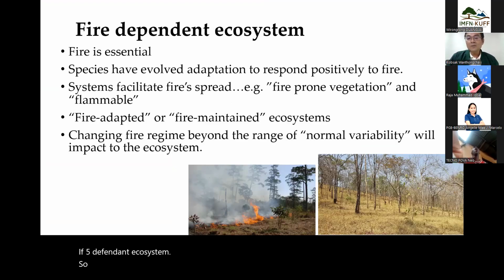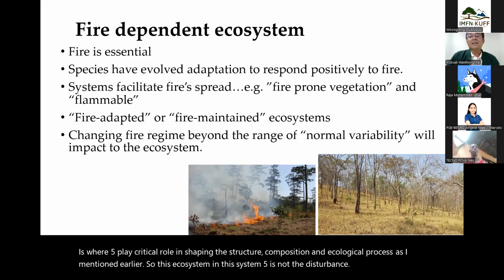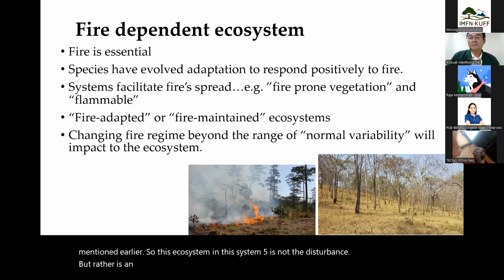So let's take a closer look at the fire-dependent ecosystem. This is an ecosystem where fire plays a critical role in shaping the structure, composition, and ecological processes, as I mentioned earlier. In this system, fire is not a disturbance, but rather an essential natural process.